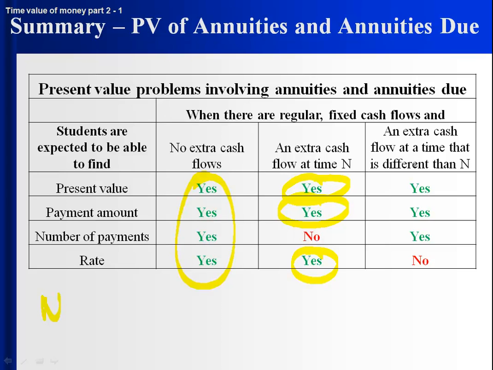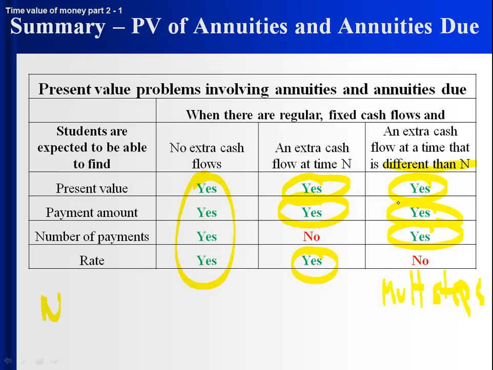If there's an extra cash flow that's at a time that's not time n, you can find the present value. Again, in any of these you can't do in one step. So you need multiple steps, but you would just, finding the present value, you find the present value of the extra, you find the present value of the annuity or the annuity due, and then you add them up. With the payment amount, you find the present value of the extra, subtract it from the present value of all of them, and you're left with that difference. Then you find the payment amount associated with that.